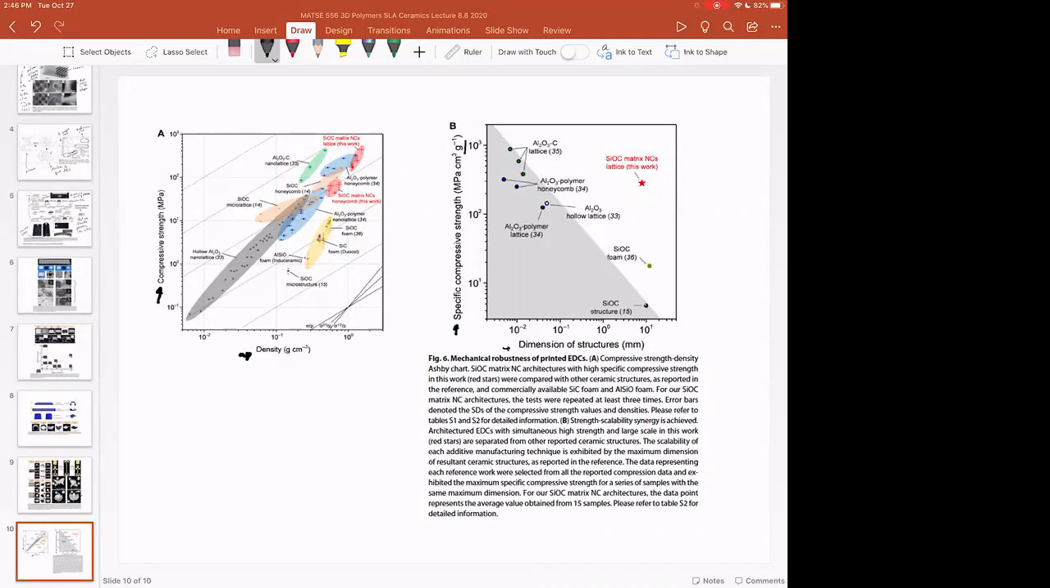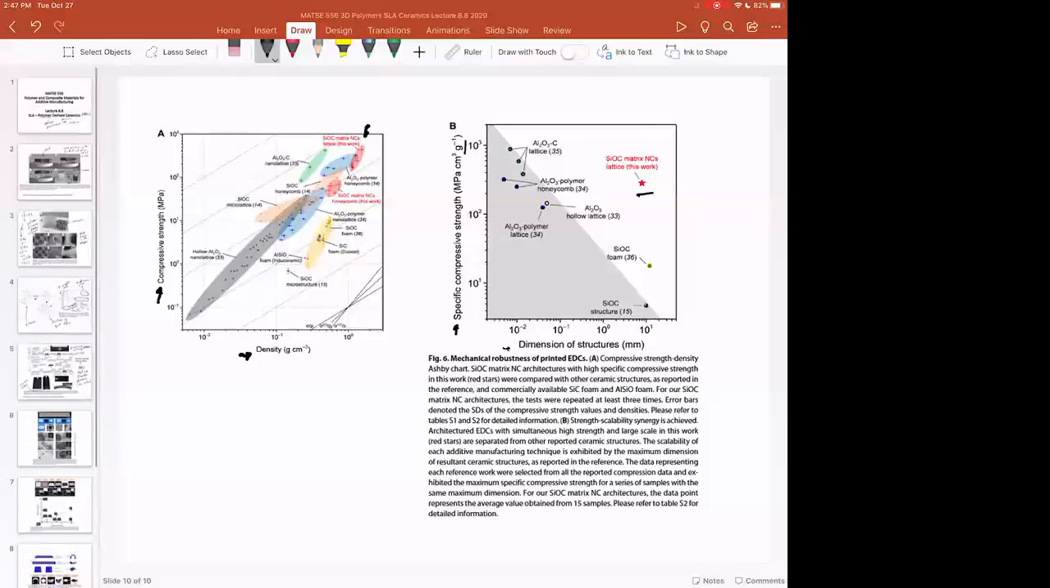And so they show that silicon oxycarbide lattices, and here they are right here in terms of the strength versus the density. These have really outstanding properties that are, you know, just as good as some of the other well-developed engineering materials out there in terms of lattices, in terms of honeycombs, in terms of other types of ceramic structures.